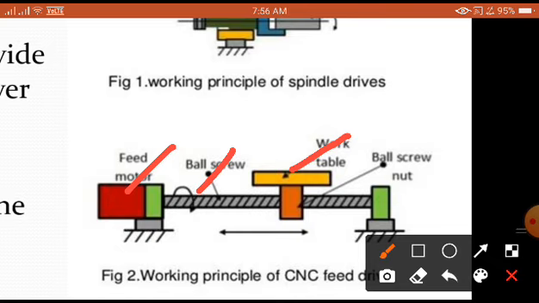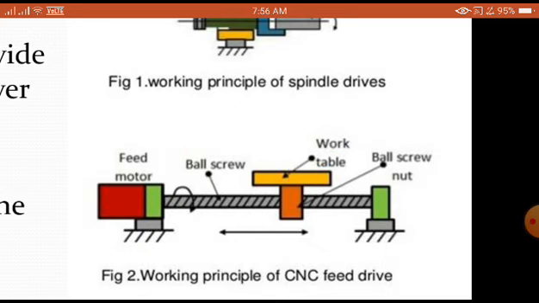So this can be for the x-axis. Now I want to go for the y-axis. The same principle is used for giving the movement. That means each axis is driven by a different motor. For example, this can give a movement in the x direction, then one more motor I require to use can give the motion to the table in the y direction.